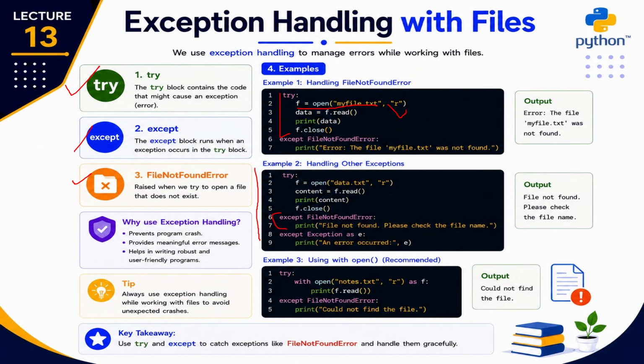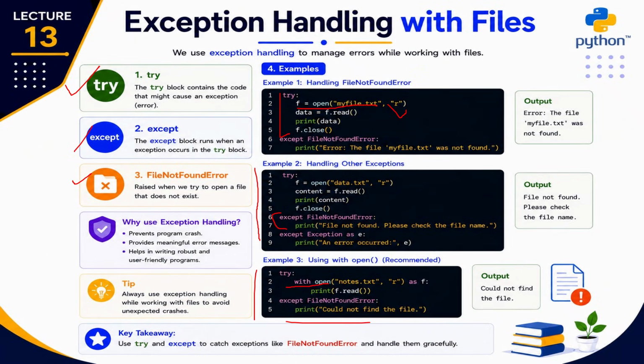Now you can see the other example. The recommended way of working with files is to use with open. So the advantage here is that Python automatically closes the file after the with block finishes. With this with block, you don't need to use the close statement here, the f.close.